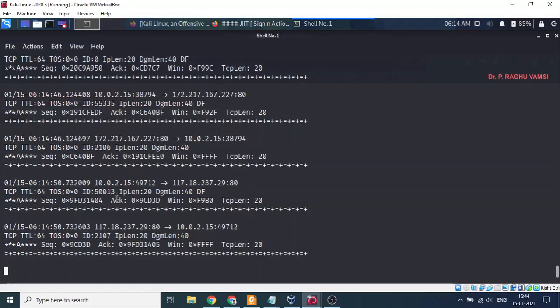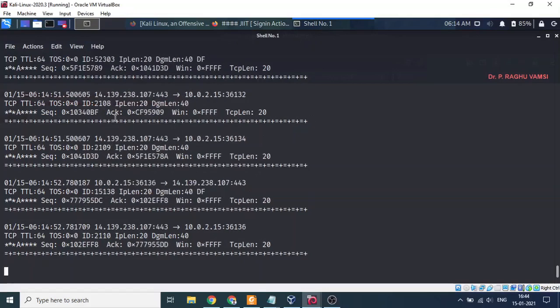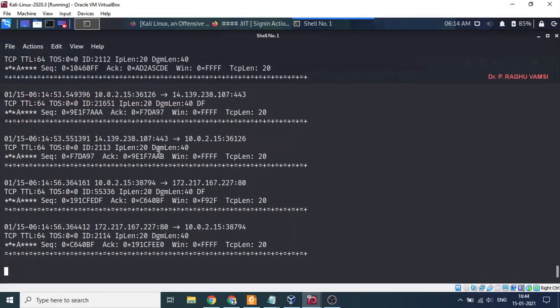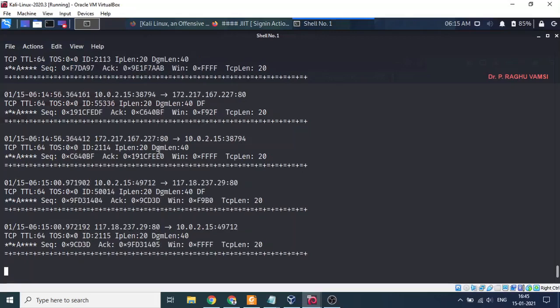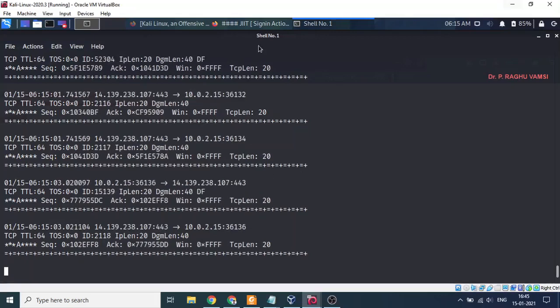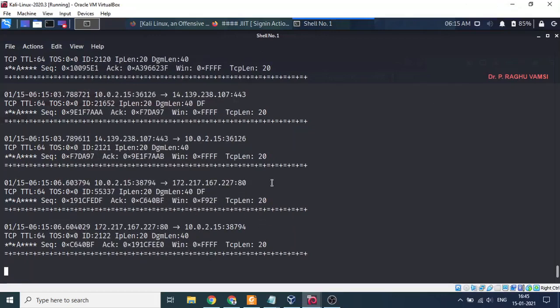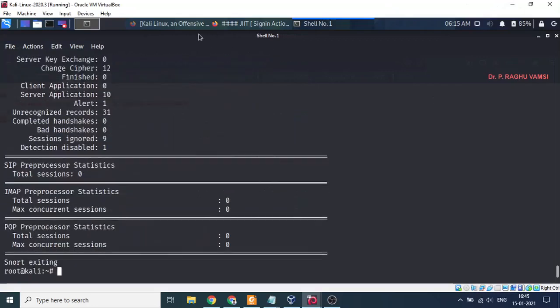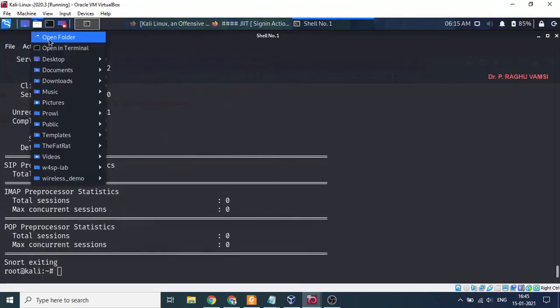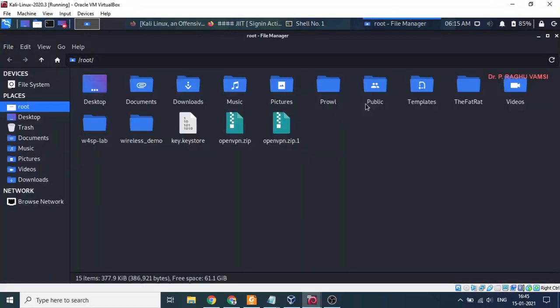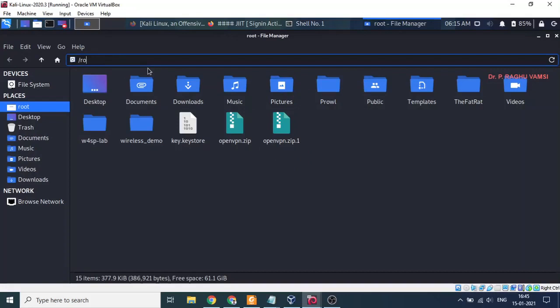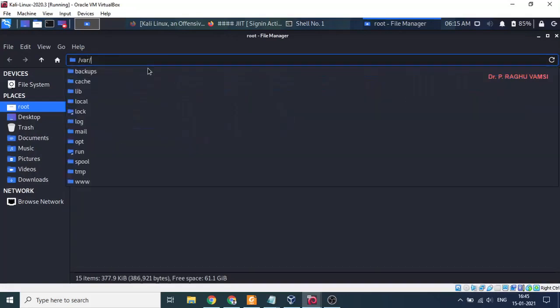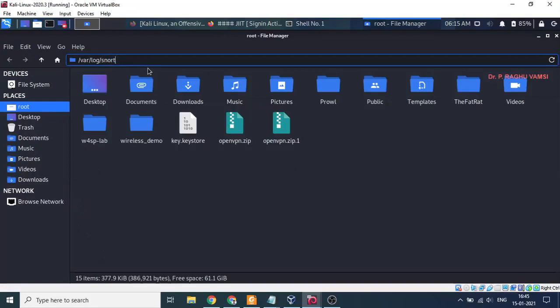Now you can look after this. So here 14.139.238.107, this could be the IP address of the web server, and we got some replies like this. Now we'll stop this and we'll go to the logs folder where the logs are available, /var/log/snort.